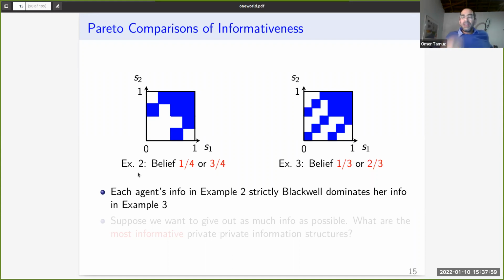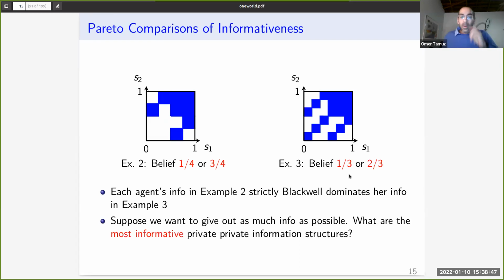What this means is that in a very strong sense, there's strictly more information for each agent in example two than in example three. For those who may not be familiar with this notion, it means that an agent who has a 3/4, 1/4 binary signal can generate from that a 1/3, 2/3 binary signal by adding noise to it, without any more information about the state. So Blackwell dominance, one way to think about it is through garbling. When I have two signals, one is Blackwell dominated if I can generate the dominated signal using the dominating signal by just adding some noise to it. So obviously a 3/4 binary signal has more information in it than a 2/3 binary signal.